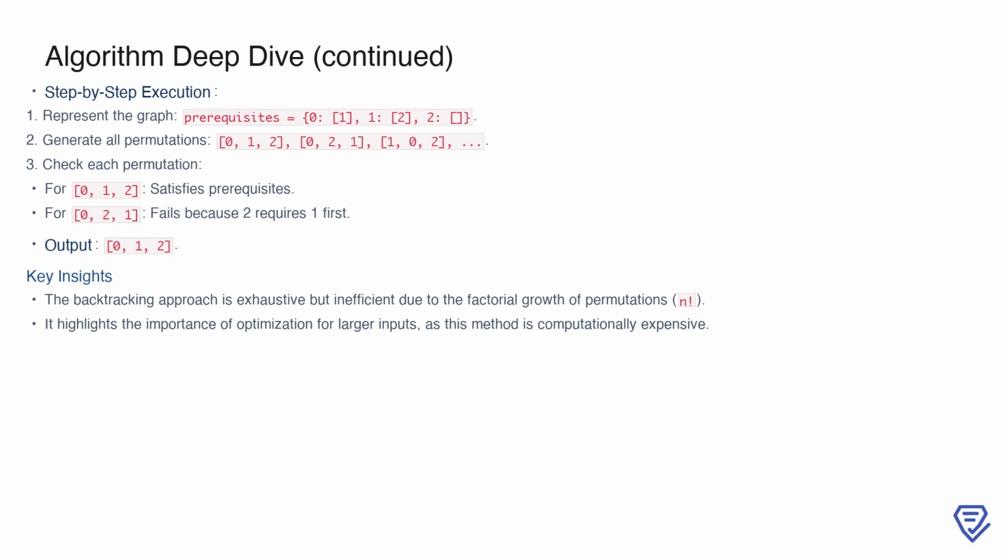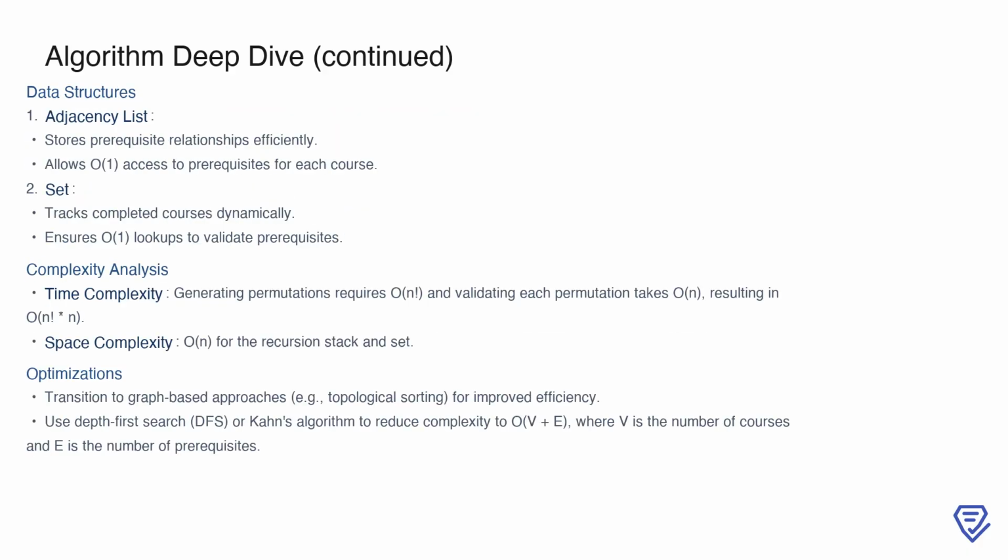This example highlights the brute force nature of the backtracking approach, which checks all possibilities exhaustively. However, the factorial growth of permutations makes this method highly inefficient for large inputs, underscoring the need for more optimized approaches. To implement this algorithm effectively, the adjacency list and set play crucial roles.